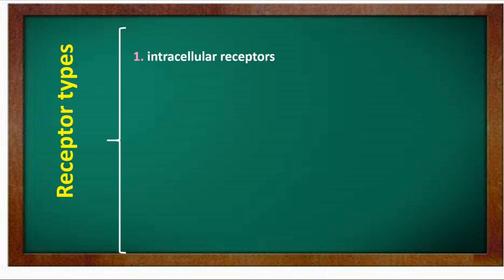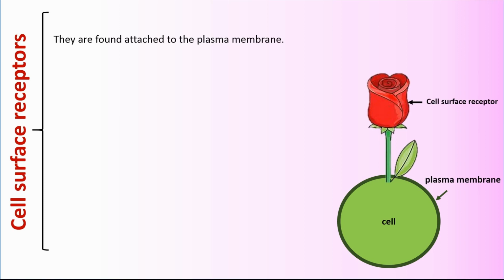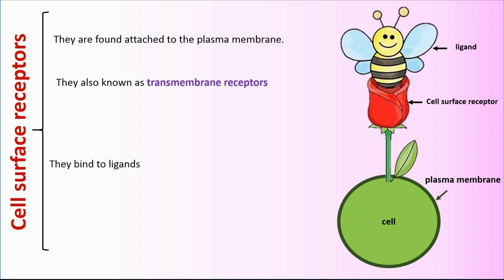Receptor types. Receptors can be divided into two types. Number 1, intracellular receptors, and number 2, cell surface receptors. Cell surface receptors are found attached to the plasma membrane. They are also known as transmembrane receptors.